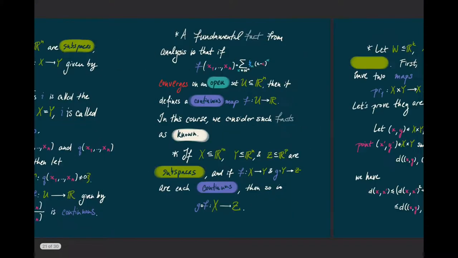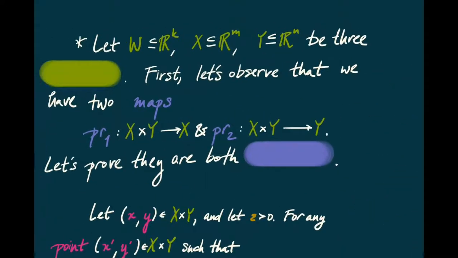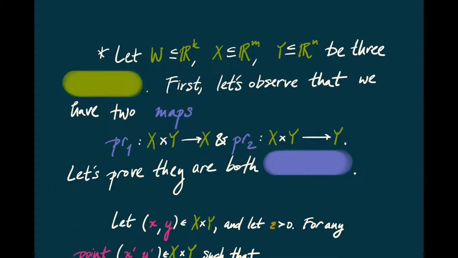Let's keep the examples coming. Suppose that I have three subspaces, W, X, and Y, all of various Euclidean spaces. And let's note that we have two maps, from X cross Y to X and from X cross Y to Y. What do these maps do? These maps carry a pair (x, y) to x or (x, y) to y. Let's prove that these maps are both continuous.